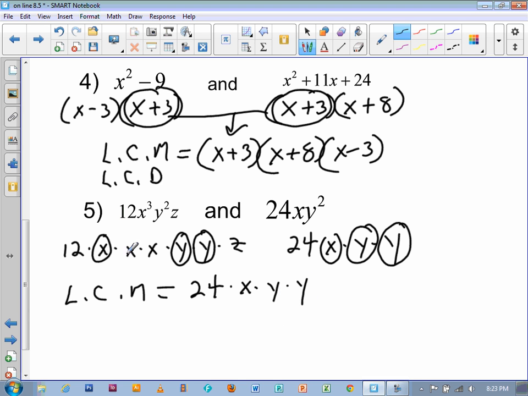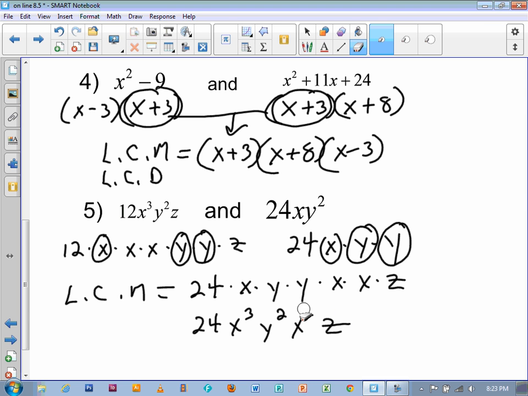And again, the leftovers that are brought down are x and z. Did I miss any? I think I've got them all. Now, if you put all these together, you will end up with 24, x to the third, y to the second, z. I think we have x to the third, excuse me, I'm missing an x here. There's three x's, so we're going to put a 3 here. So 24, and I already got that, so let's erase that. So we don't need that. So we got 24, x to the third, y to the second, z.